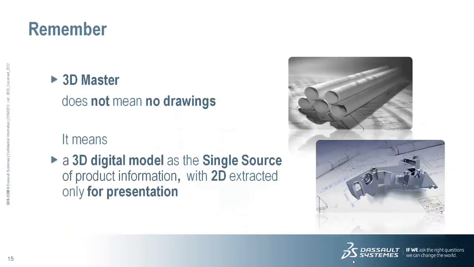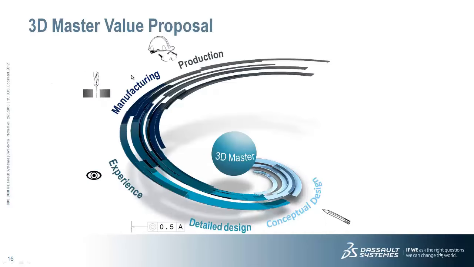And remember, as a reminder, 3D Master doesn't mean no drawings. It means we have one single 3D model as the single source of product information. Where there is 2D, it's only a representation of this 3D information. So now let's look at the 3D Master value proposal for each phase of the design process. It's important to explain that 3D Master is a global approach, and the more it's used across the end-to-end process, the greater the benefit. But we can also demonstrate that 3D Master delivers benefits locally to each product development phase.